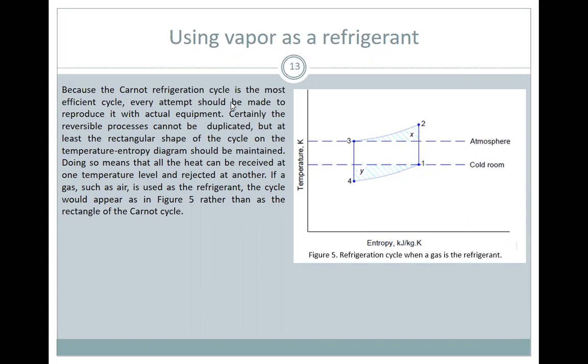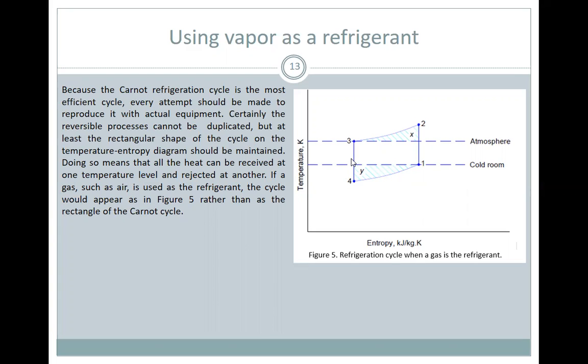Because the Carnot refrigeration cycle is the most efficient cycle, every attempt should be made to reproduce it with actual equipment. Certainly, the reversible processes cannot be duplicated, but at least the rectangular shape of the cycle on the temperature-entropy diagram should be maintained. Doing so means that all the heat can be received at one temperature level and rejected at another. If a gas, such as air, is used as the refrigerant, the cycle would appear as in figure 5 rather than as the rectangle of the Carnot cycle.